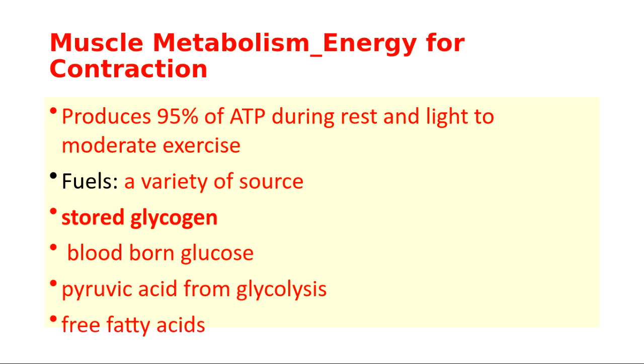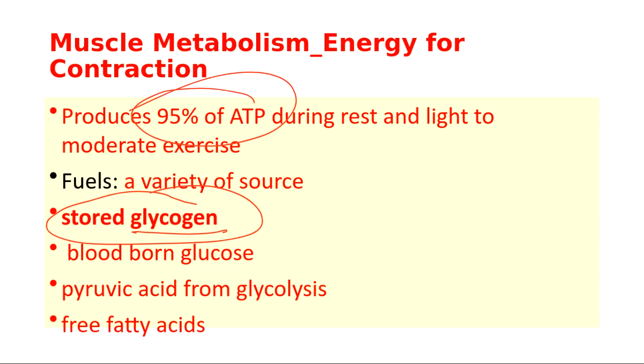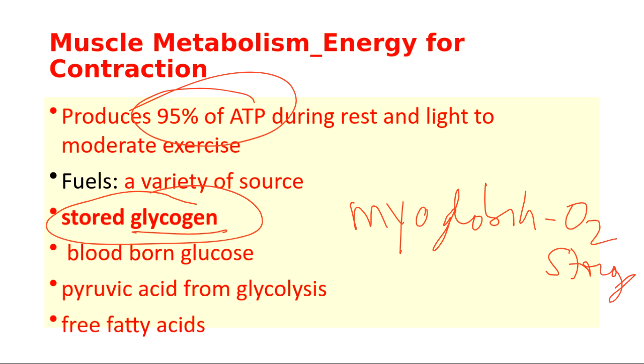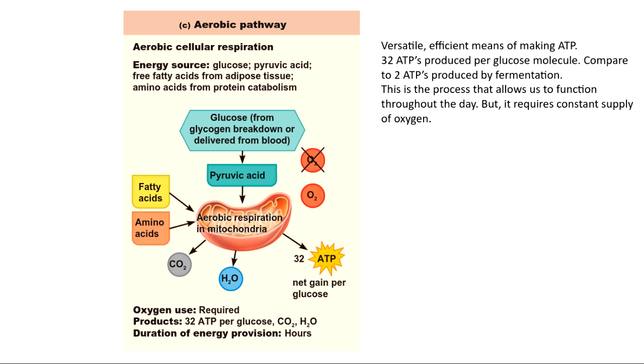Now, when everything is good and we have lots of oxygen, now we can make tons of ATP. We have muscle cells, the skeletal muscle cells have stored glucose in the form of glycogen that no other cell outside of the liver has. It has stored oxygen in the form of myoglobin, which makes the muscle red, which allows it to make tons of ATP as long as oxygen is available. And this is what sustains long-term work. 32 ATPs per glucose molecule versus 2 with glycolysis.